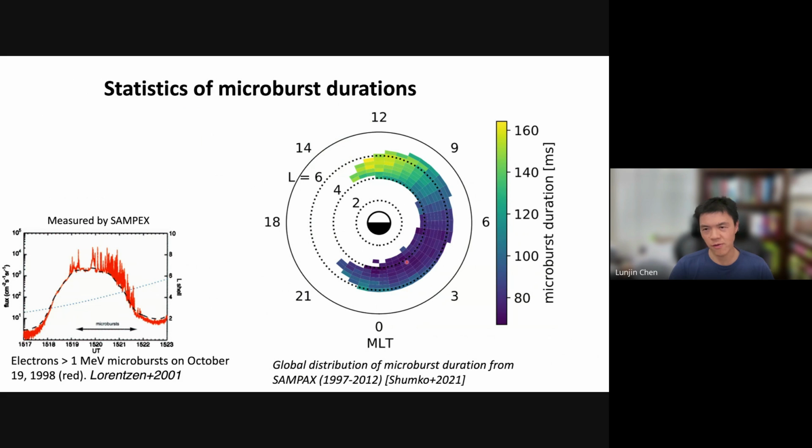You still have lower values at midnight, and then higher values, by a factor of 2 increase, when you move to the daytime. So there's a very systematic variation of the microburst duration as well. Keep that in mind, and I will address this problem later on. So that's the relativistic electron microbursts.